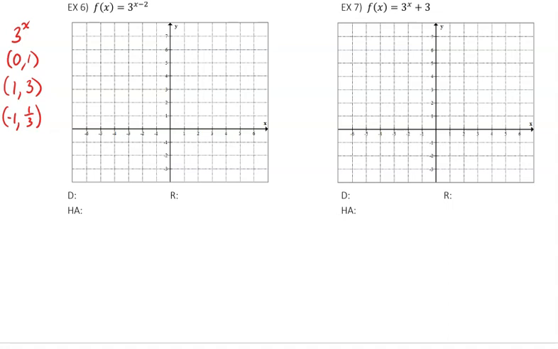So let's go ahead and put these on the graph. Go ahead and graph our parent function. So we got 0, 1, 1, 3, -1, 1/3. And we also know that we're going to have an asymptote at y equals 0. So we're going to go ahead and put that down as well. So here is our parent graph.